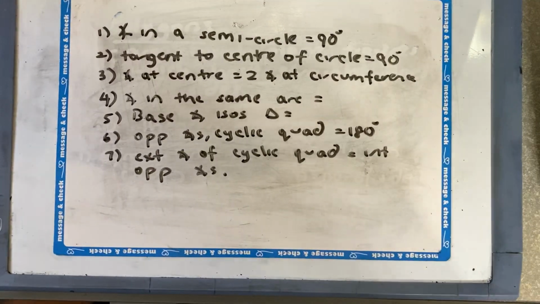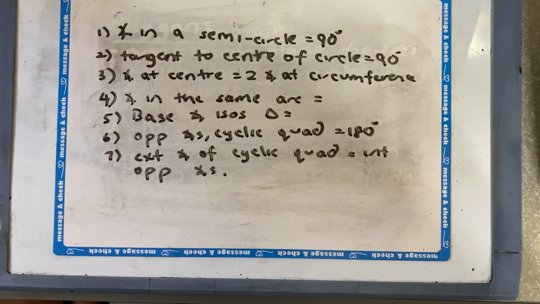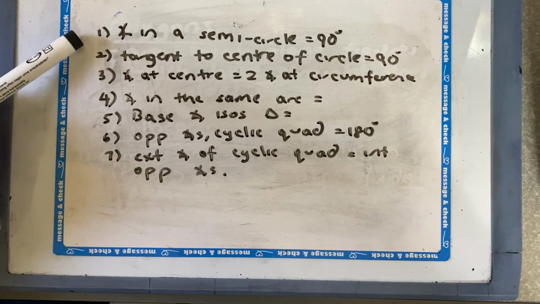Hello, good afternoon everyone, and today we're going to learn the circle theorems. There are 7 theorems and we are going to go through each and every one of them. The first theorem is angle in a semicircle adds up to 90 degrees.